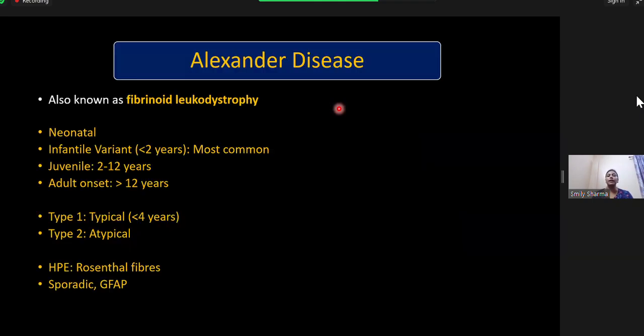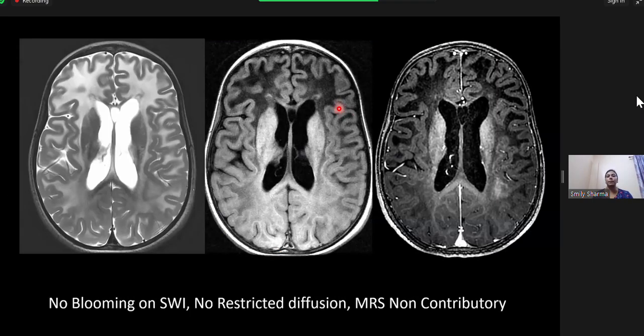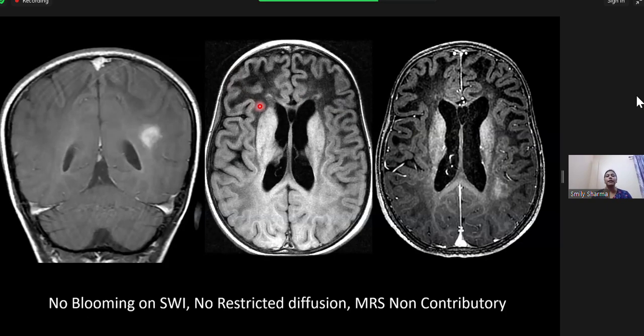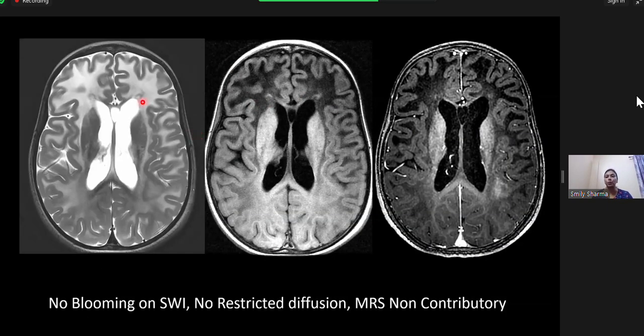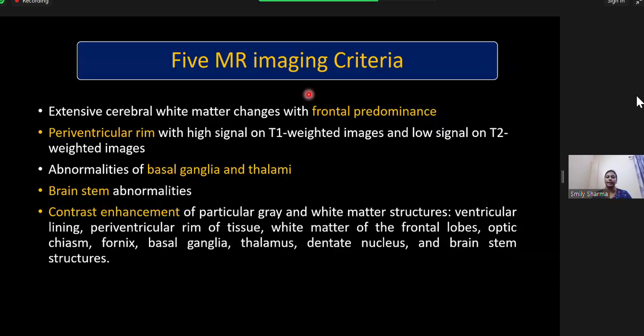Then the other point is there is a periventricular rim. This we can well appreciate in the next image. So there is a periventricular rim of T2 hypointensity and corresponding T1 hyperintensity. So this is another feature which is specifically seen in Alexander's disease.